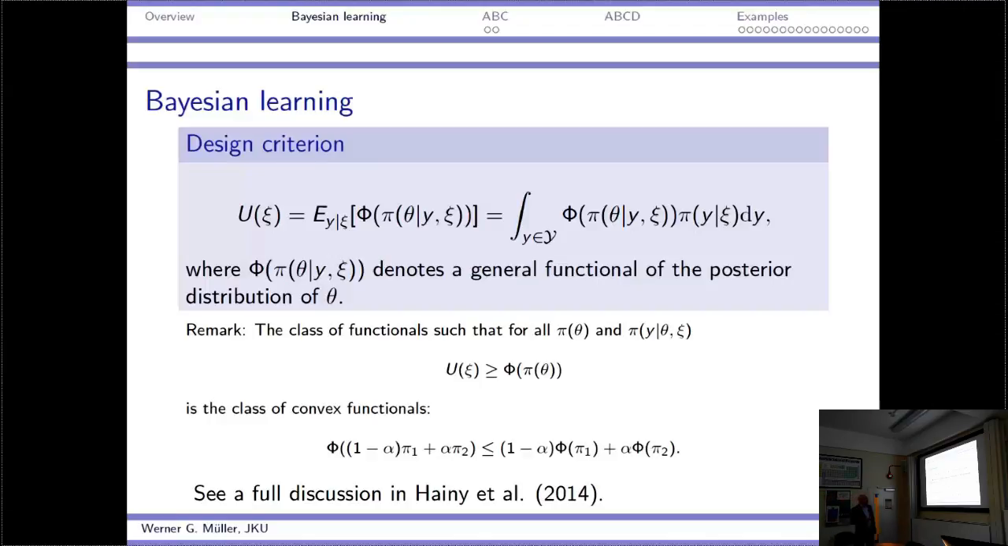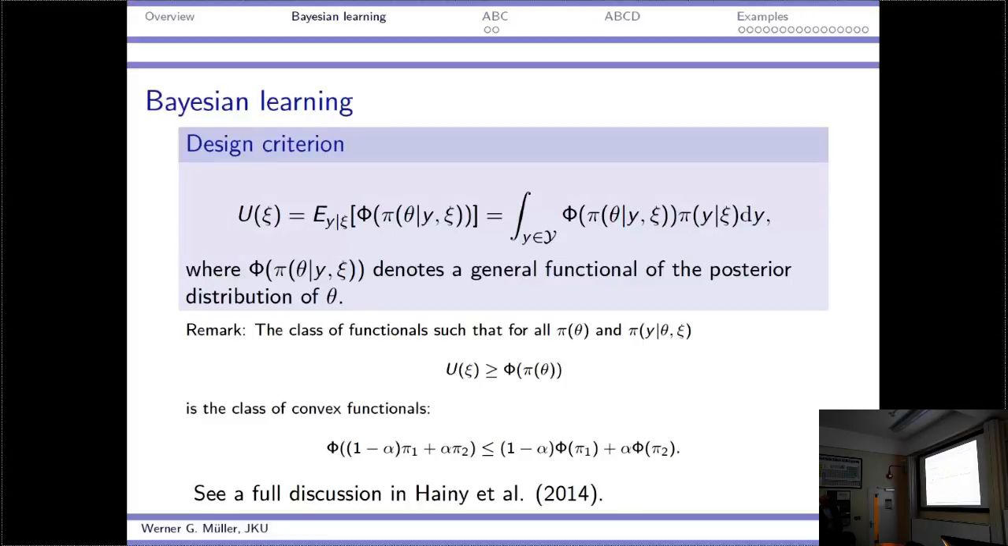In principle, they can be perceived as follows: we have the posterior distribution, and we have some general function of the posterior distribution that we want to optimize. What we are looking at is the pre-posterior expectation of this function of the posterior distribution. We can characterize the functionals that are useful in this respect. It's rather simple to see that the class of all convex functionals forms the reasonable class, because this would be the class of functionals where we are learning through the experiment.